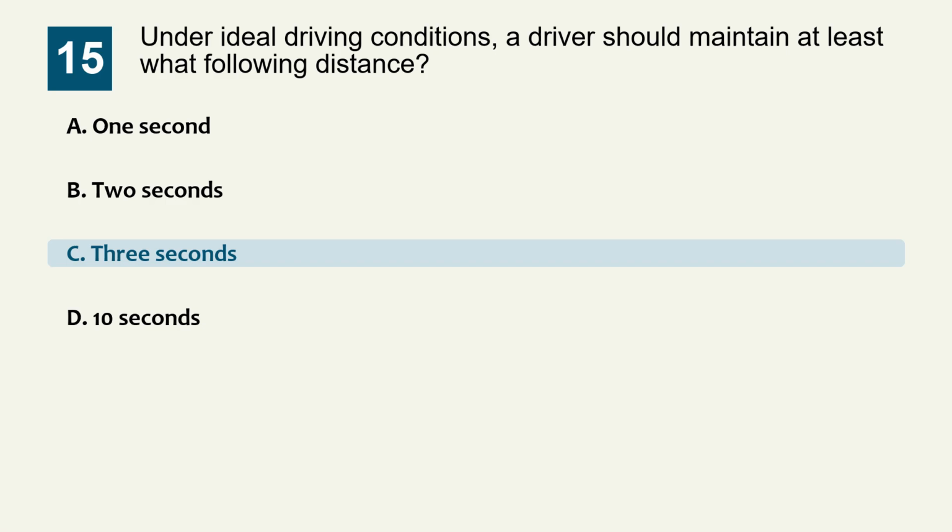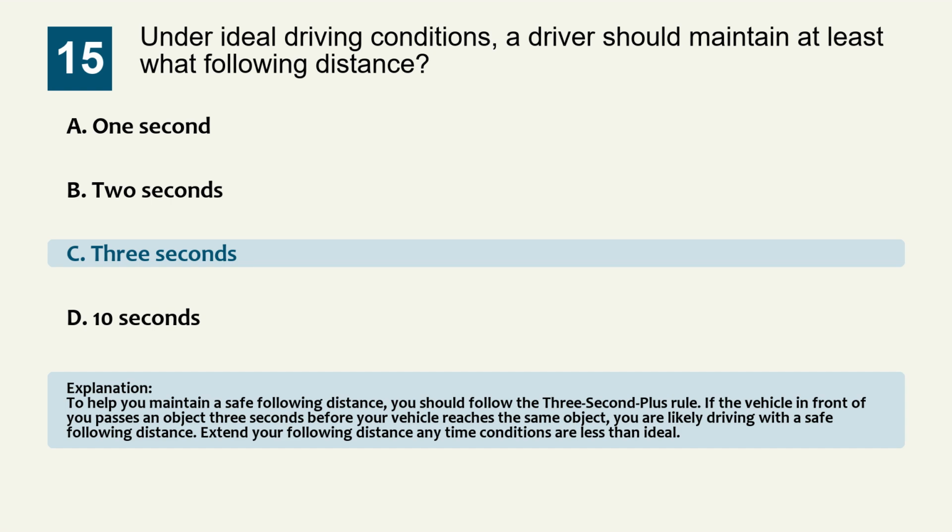The correct answer is option C, 3 seconds. To help you maintain a safe following distance, you should follow the 3-second plus rule. If the vehicle in front of you passes an object 3 seconds before your vehicle reaches the same object, you are likely driving with a safe following distance. Extend your following distance anytime conditions are less than ideal.